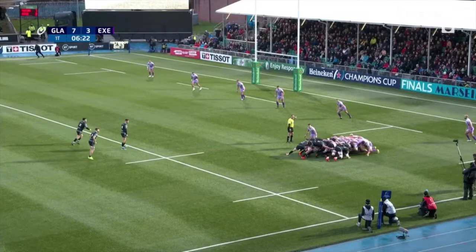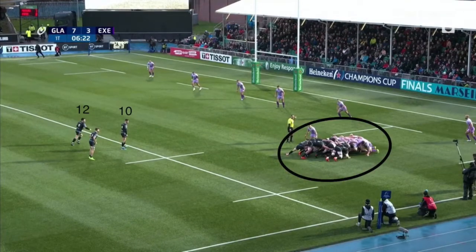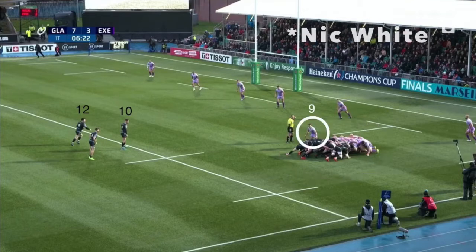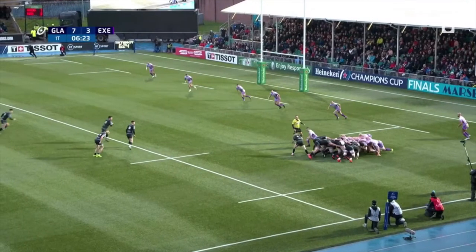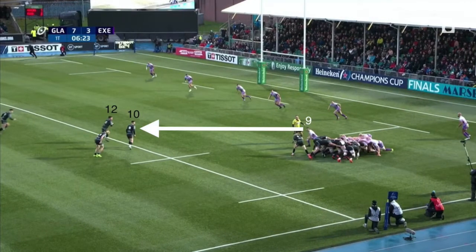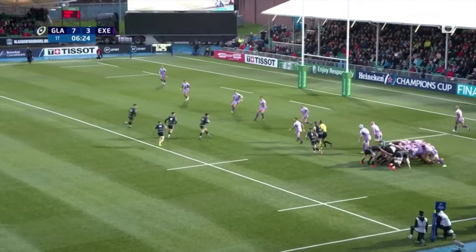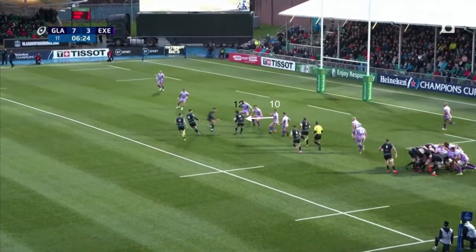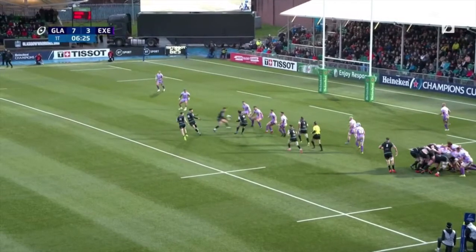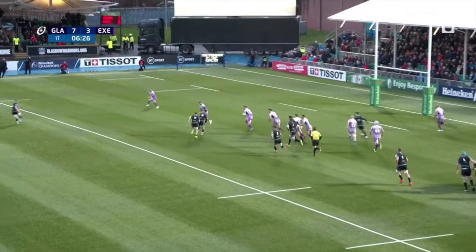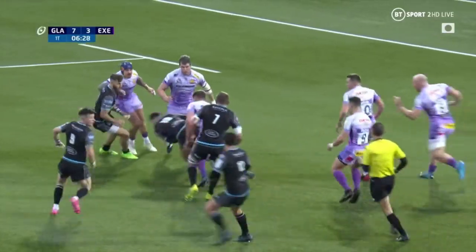Not only this, but it's important to note that the scrum is on the right-hand side of the field for Glasgow. Glasgow having the scrum on the right-hand side of the field means that Nick Phipps, the Exeter scrum half, is on the side of the scrum to go and attack Adam Hastings, or in this case, Sam Johnson, allowing therefore Joe Simmons at 10 to push off onto 12, therefore ruling out any chance of this move actually having any success.